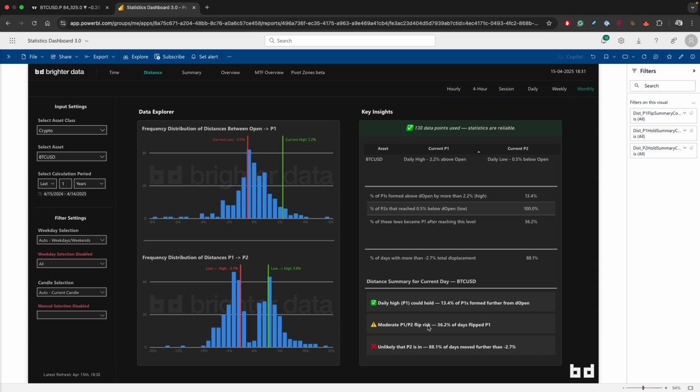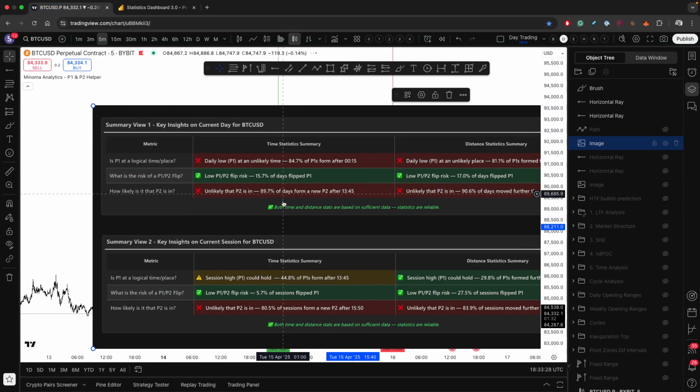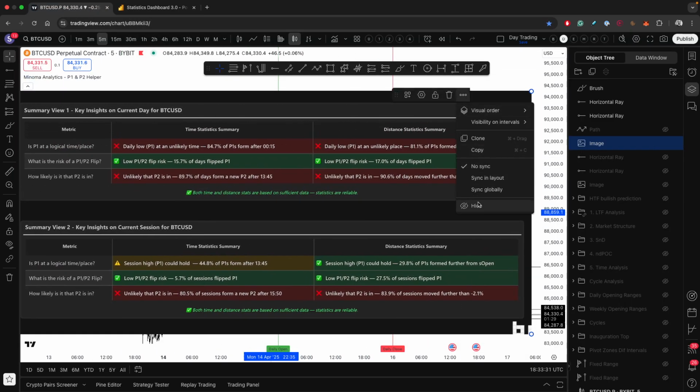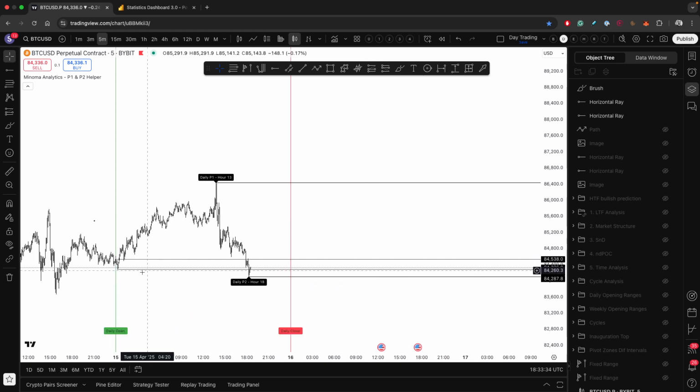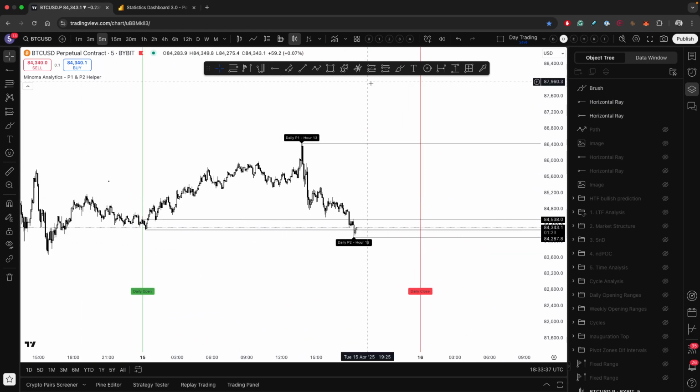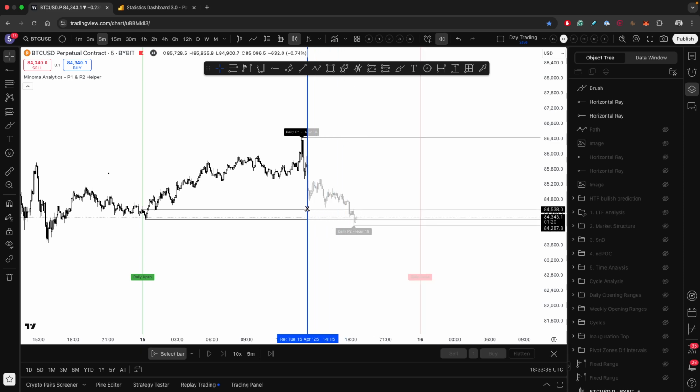What we did before, as you might remember, is look at where the current P2 is and how often we get a P1 from that distance. What we're doing now is that this metric is a little bit more accurate. I polished it a little, because now it looks at how many P2s actually reach this far below the daily open and how many of those became P1 after that. In this case it made less sense because we're very close to the daily open. But let's say we just had this situation still.